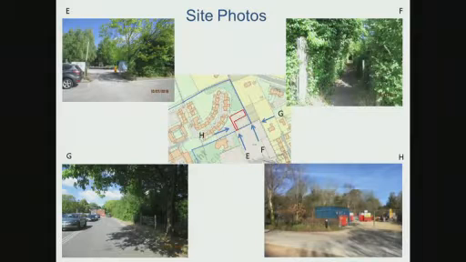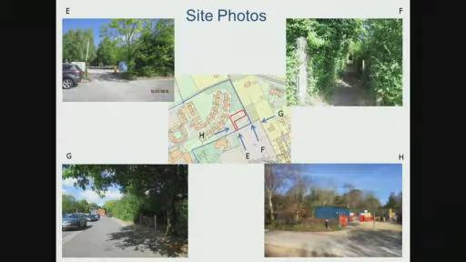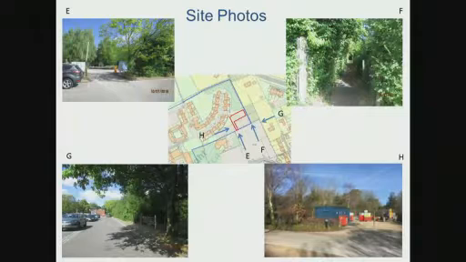So I've provided some photographs external to the site. E shows the existing access from the car park. F shows the public footpath which runs along the eastern boundary of the site. G shows the car park, the main Farnham car park, and H shows the existing service yard to the south of the application site.